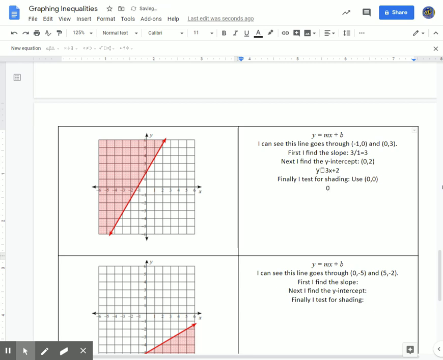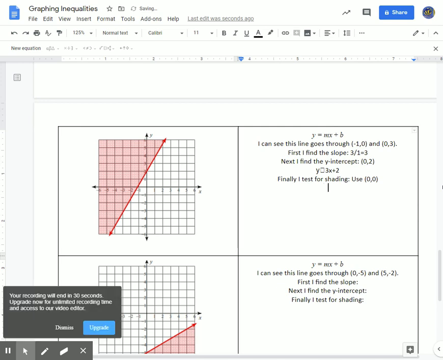So I'm going to say, let's say 0, and 2. That's all I'm going to have. Well, 0 is less than 2. So your answer is y is less than or equal to 3x plus 2.